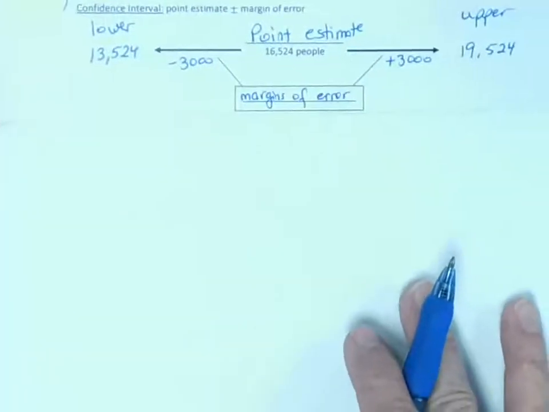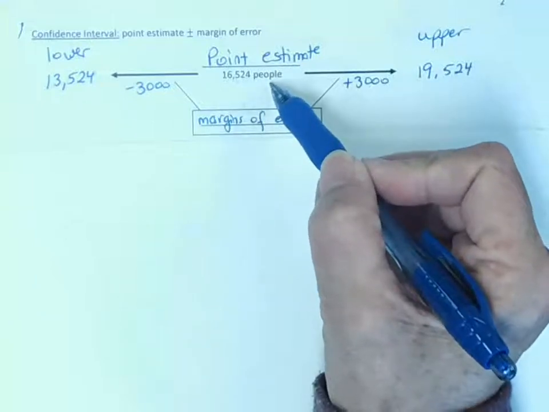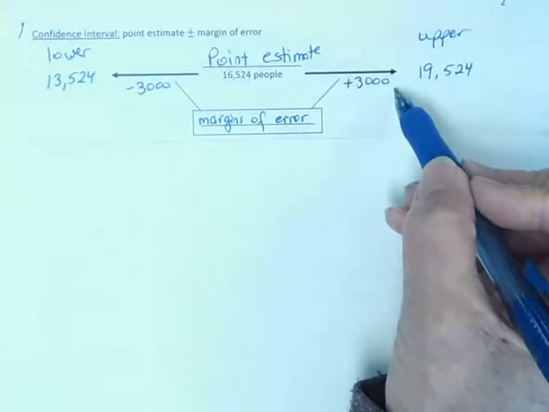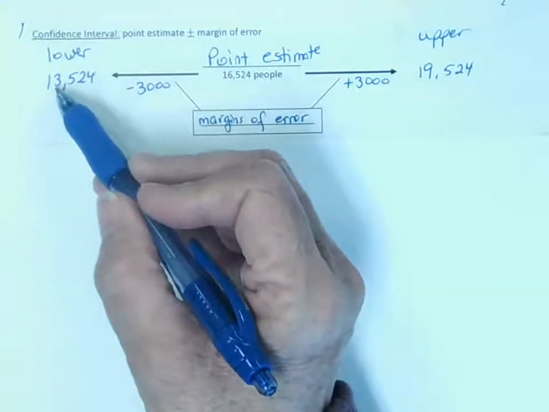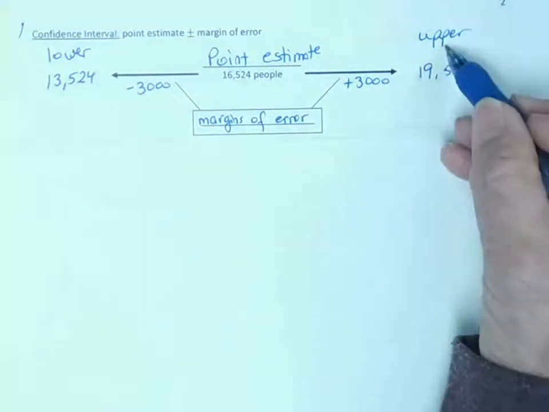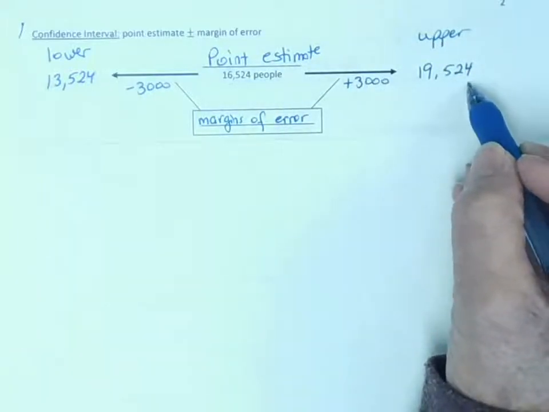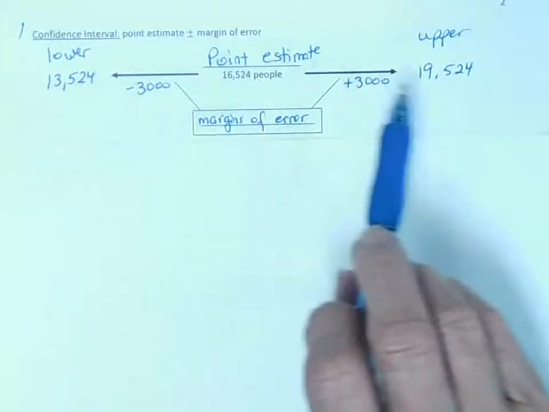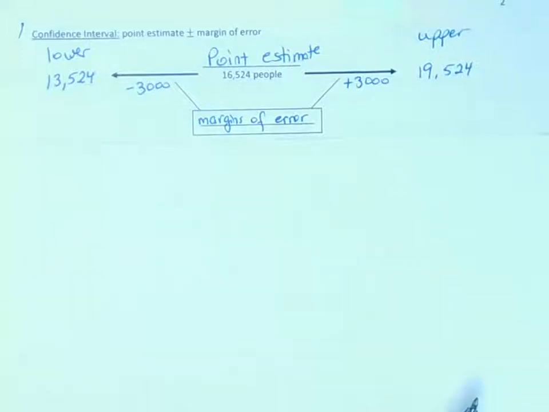So let's just see right here. My point estimate was 16,524 people. And then maybe to give some margin of error, I might say plus 3,000 or less 3,000 people. So my lower value in the confidence interval is 13,524. The upper value is the 16,000 plus 3,000, so 19,524. So I have this interval. My confidence interval goes from 13,524 up to 19,524. Okay, so that is my confidence interval.